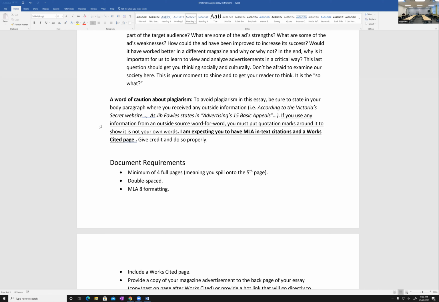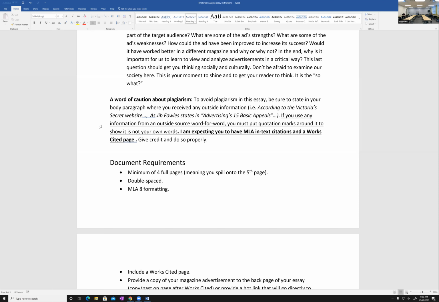Remember, everything is MLA in text. You do need MLA in text citation. The whole essay is MLA formatting. And yes, you are going to have a works cited page with this. So essentially, I've already told you at least 2 areas where you're going to have sourcing. So a minimum of 2 on your works cited page, because you're going to have to talk about the company and the history of the magazine. That's actually 3. If you cite something about the company and you look up something about the magazine, and then you have Jib Fowles, that's a minimum of 3.